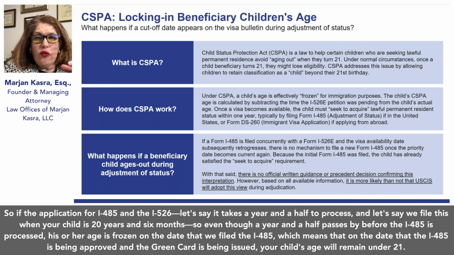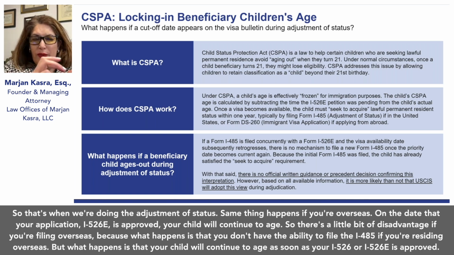So if the application for I-485 and the I-526, let's say, takes a year and a half to process, and let's say we file this when your child is 20 years and 6 months. Even though a year and a half passes by before the I-485 is processed, his or her age is frozen on the date that we file the I-485, which means that on the date that the I-485 is approved and the green card is issued, your child's age will remain under 21. So that's when we're doing the adjustment of status.